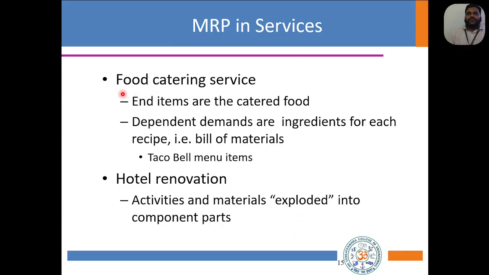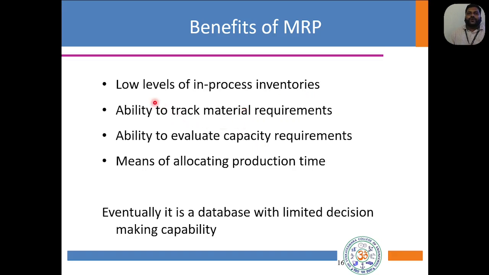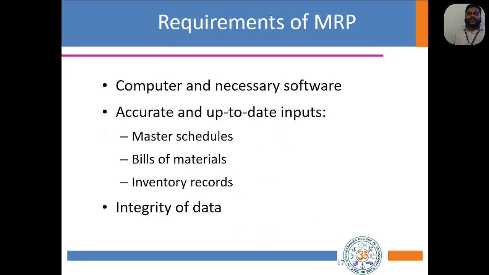So these are a few examples, food catering services or hotel renovation, done with the help of MRP in services. What are the benefits? Low levels of in-process inventory, ability to track material requirements, ability to evaluate capacity requirements, means for allocating production times and so on. Eventually, it is a database with limited decision-making capability.